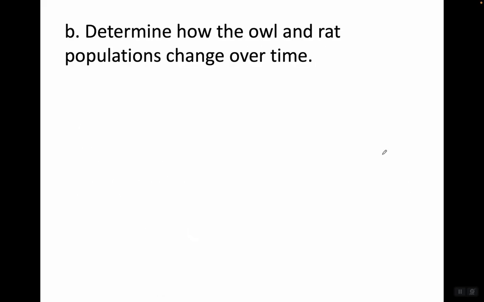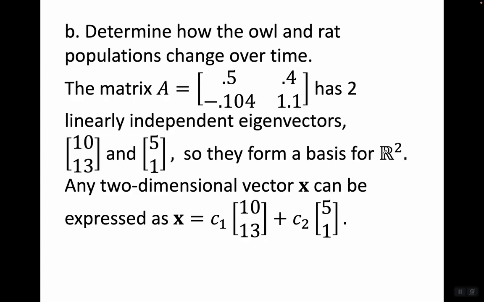Determine how the owl and rat populations change over time. This matrix has two linearly independent eigenvectors. We just saw that, (10, 13) and (5, 1). We found those using software that's freely available online. So they form a basis for R2, because R2 is two-dimensional. You have two linearly independent vectors. Any two-dimensional vector x can be expressed as x = c1 (10, 13) + c2 (5, 1), because again, those form a basis for R2.